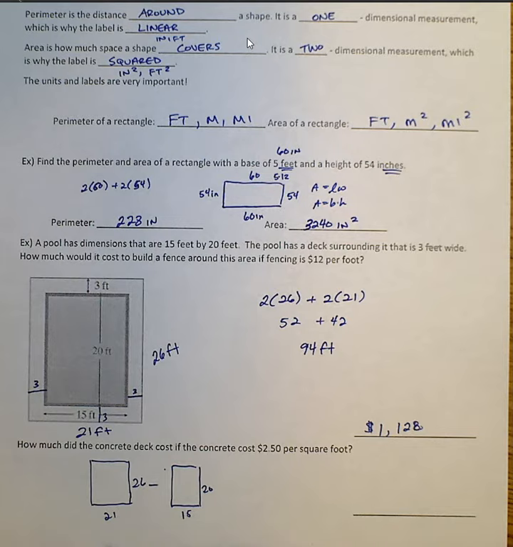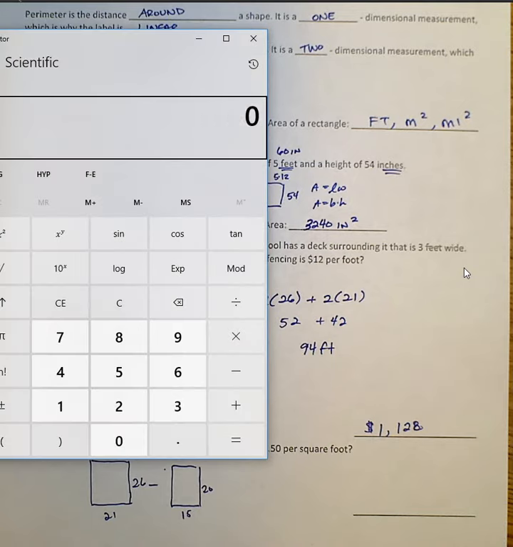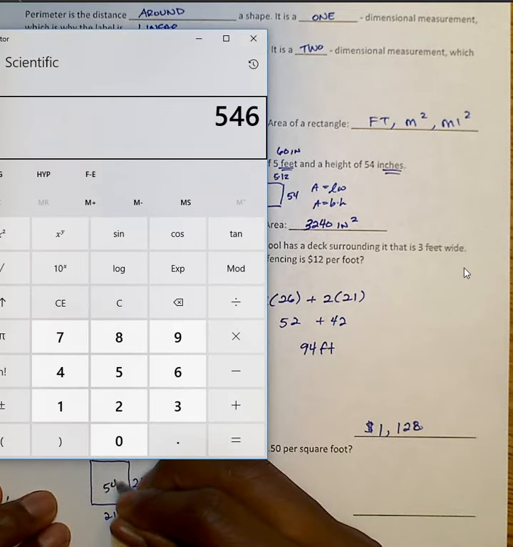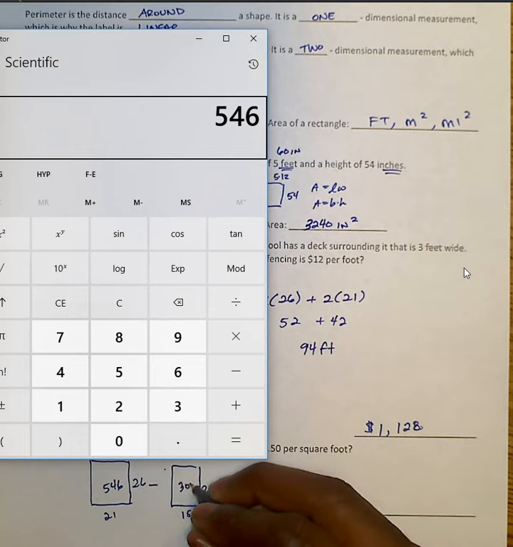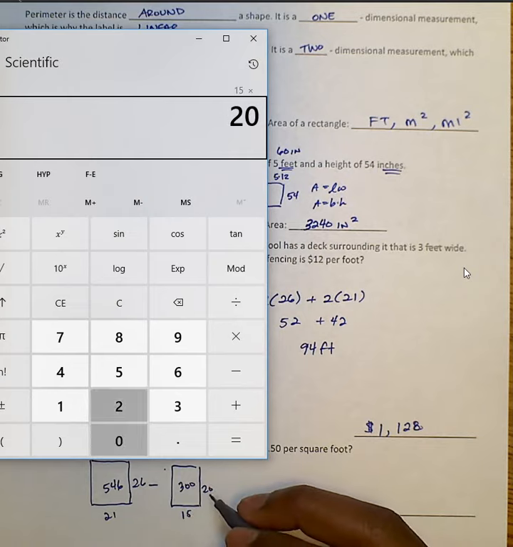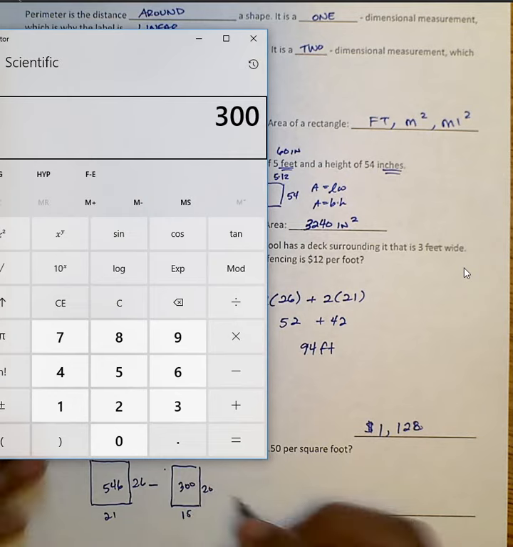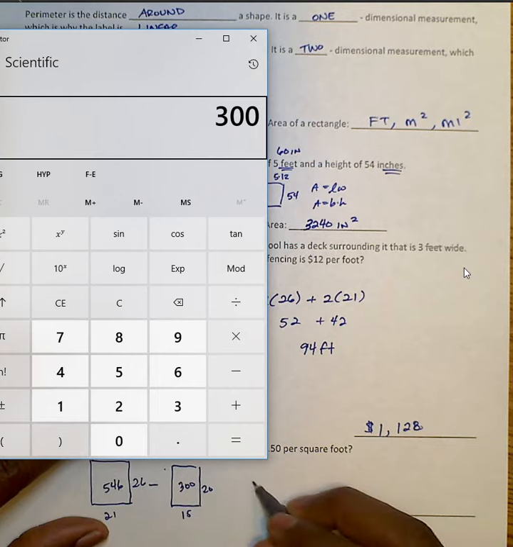Come on, calculator, pop up, buddy. I think I overused the calculator button. 21 times 26, and that gave me 546. And then 15 times 20, which will give me 300. But I'll double check. Okay, so then this will actually be 246 square feet for the concrete.